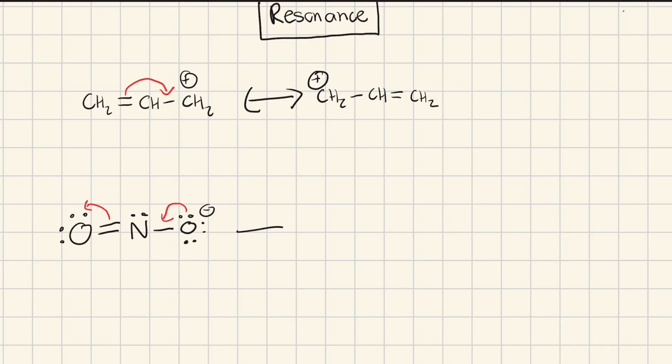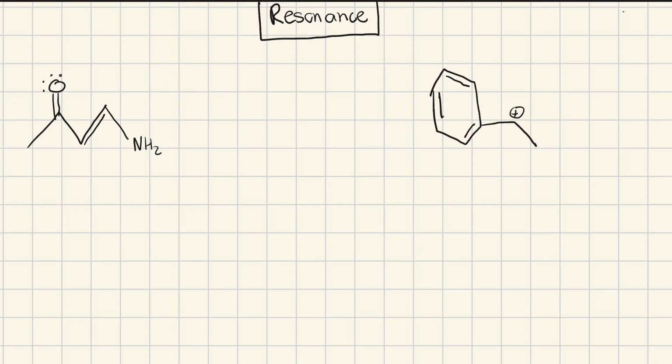And if we draw that out, it would look like the oxygen having three lone pairs now and the negative charge with a single bond to nitrogen, which remains the same. And we now have a double bond on the right to an oxygen with only two lone pairs, which is neutral. Let's look at some more examples.